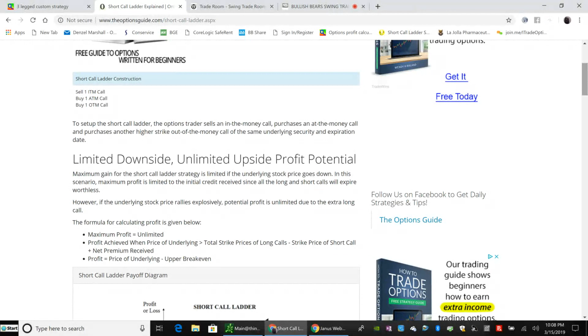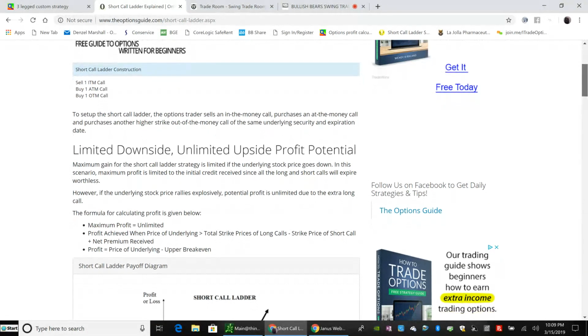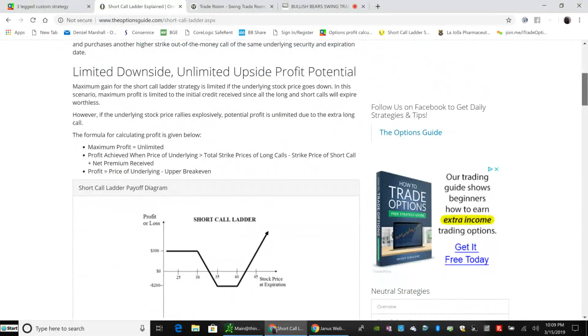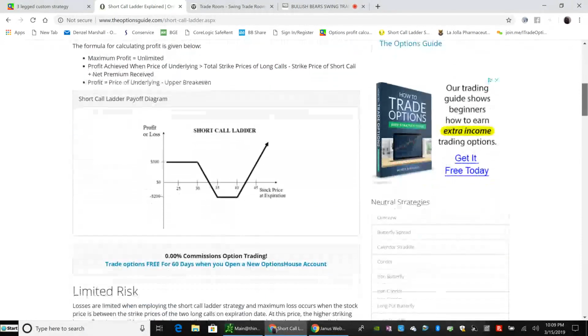and I'll show you guys that in the example that I'll use. However, if the underlying stock price rallies explosively, potential profit is unlimited due to the extra long call that was purchased. And here it shows you a formula for calculating the profit. But I want to go to one of my famous tools that I like to use. It's the options calculator, and I'll also show you guys the Thinkorswim version, where you can actually see the calculation of the profit, as well as the break-even points. But this is how it's constructed.